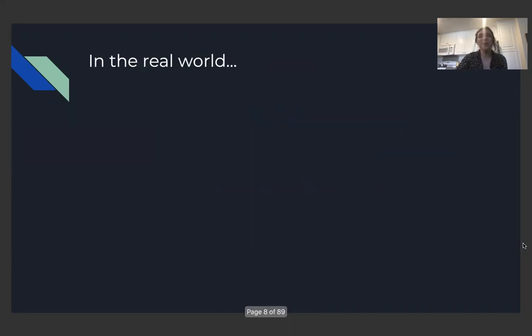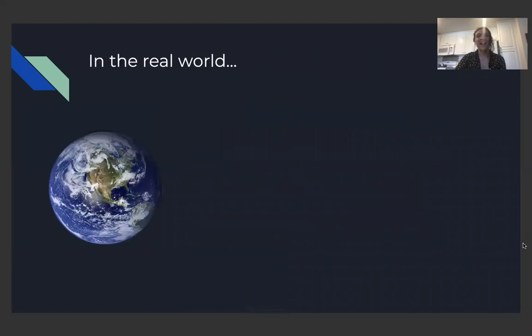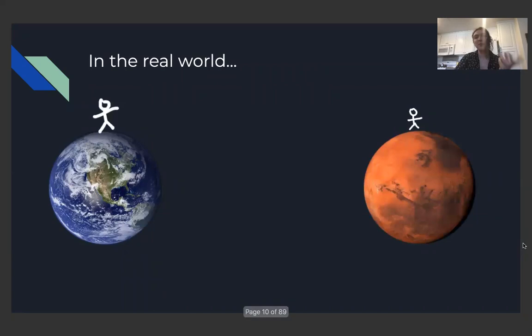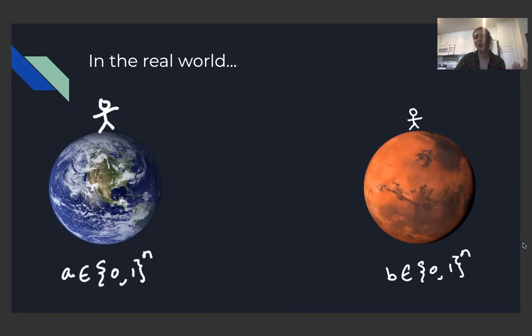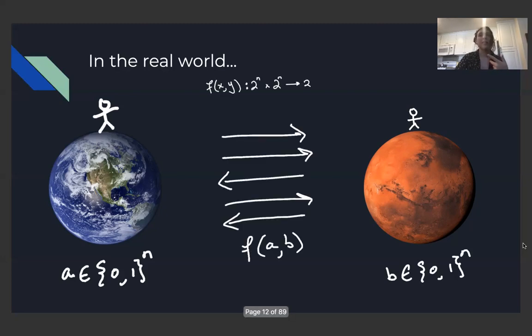So in the real world, we need to come up with some other way of talking about how this sort of science fiction collaborative problem solving would go. Let's say that we have two people, traditionally named Alice and Bob, and Alice is on Earth and Bob is on Mars. Alice has some binary string a of length n, and Bob has some binary string b of length n. Let's say there's some function f(x, y) which takes in binary strings and spits out some binary digit. And Alice and Bob want to collaborate in order to compute f(a, b).